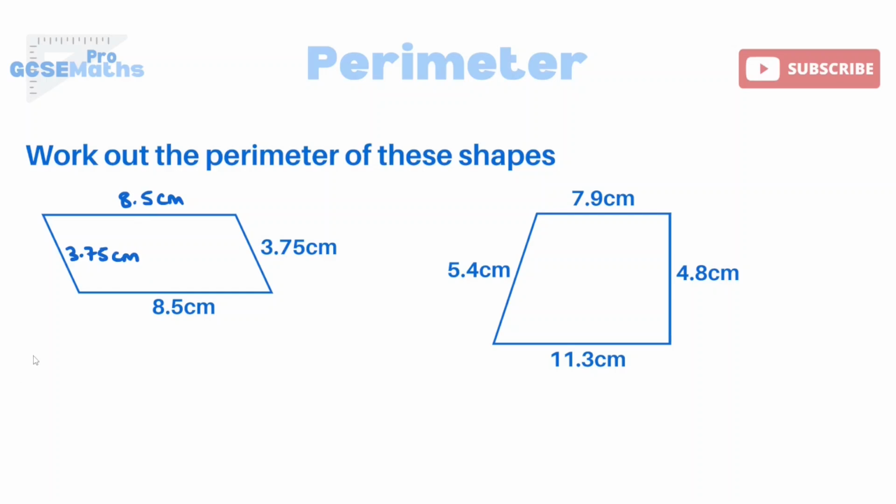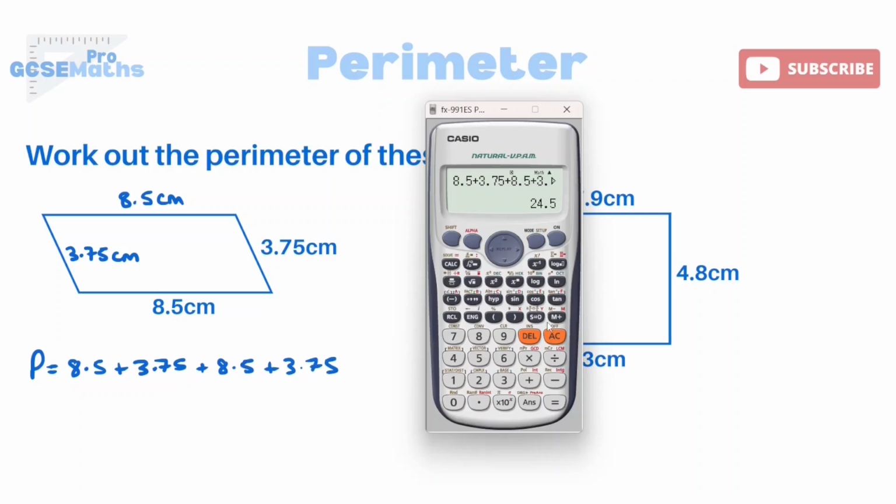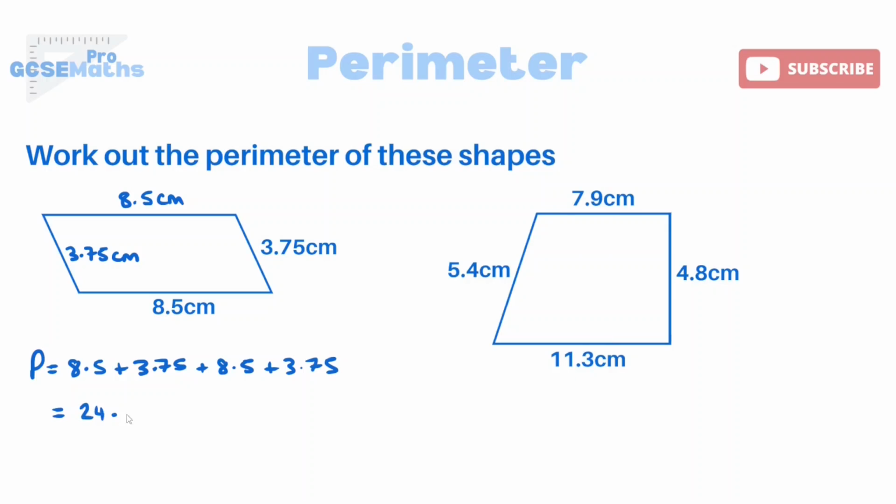So we just need to add together all 4 of those, or just double each of them. So the perimeter is 8.5 plus 3.75, and then effectively that times by 2, isn't it? Or you can add them manually, whichever you prefer, which gives us 24.5. So that is it for the parallelogram.